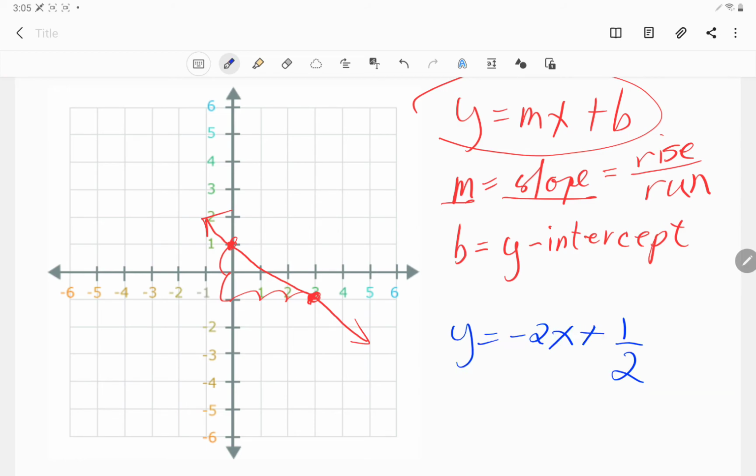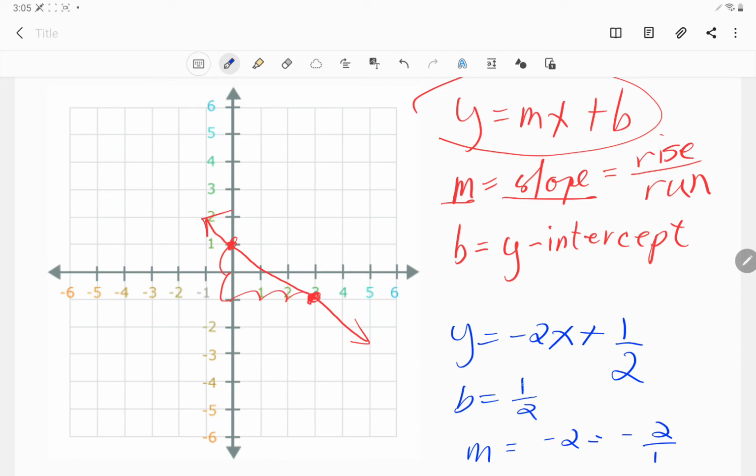All right, let's try another example here with a y-intercept that is less than 1. So our y-intercept is equal to 1/2, and our slope is negative 2, or negative 2 over 1, just to be able to identify our rise and run here.